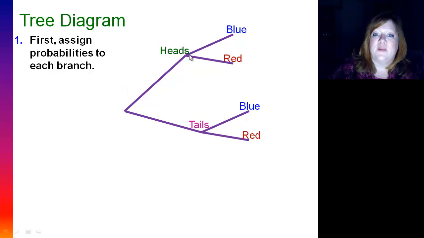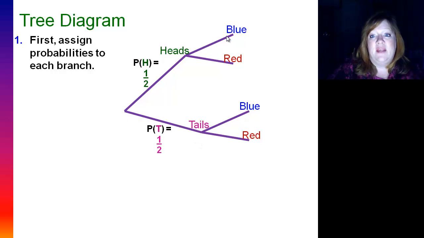So if we go along this branch, what's the probability that you're going to end up with heads? Well, that's going to be 1/2. So I just put a little 1/2 on that branch. The probability that I'll get tails is going to be the same, 1/2. Then you have to think about how many balls are in each of these. So to get a blue ball, it's 1 blue ball out of 3 total balls. And to get a red ball would be 2 out of 3 because you have 2 red balls out of the 3.